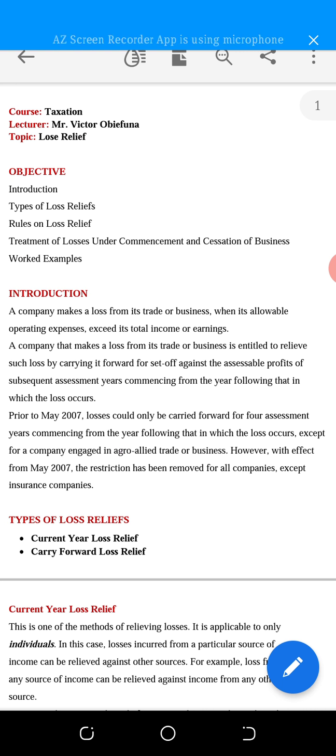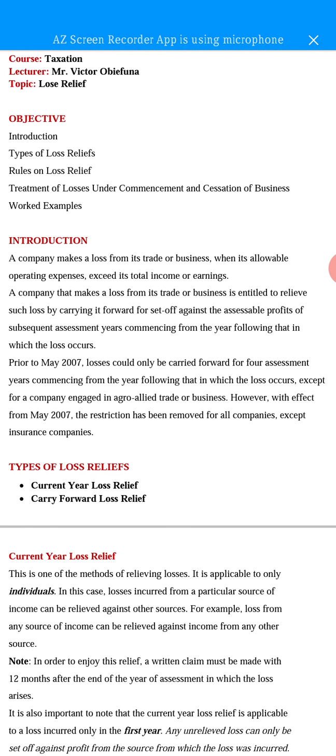Some of you are familiar with the topic already because you are attending ICAN class, and I believe most of you must have come across it. So the objective of our class today: we'll be looking at the introduction, types of loss relief, rules on loss relief, treatment of losses under commencement and cessation of business, then worked examples. We all know about the commencement rule and cessation rule. It still implies here. Loss relief is just an aspect of tax.